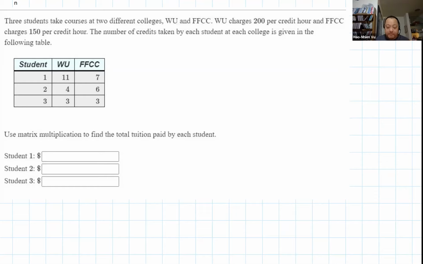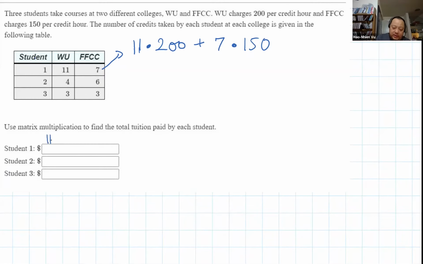Let's do it manually. Student 1 takes 11 units at WU, and that's $200, and 7 units at FCC, and that's $150. So you can just multiply and add. In a way, you can sort of cheat and finish this homework problem without using matrices by just taking 11 times 200 plus 7 times 150, which is 2200 plus 1050 equals 3250. And then you do that for student 2 and student 3.